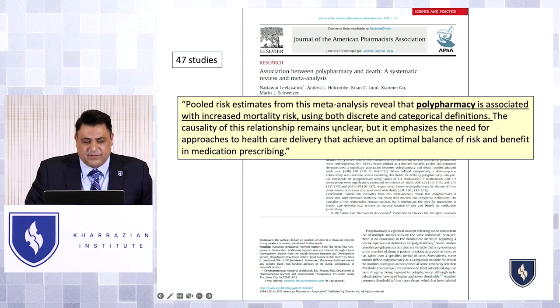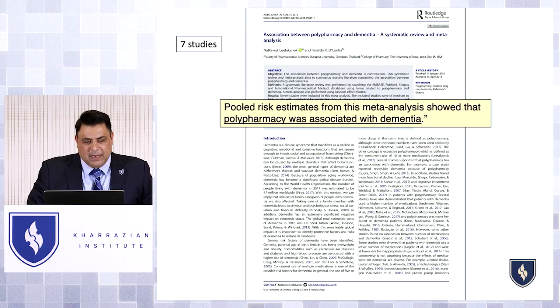47 studies, meta-analysis. Pooled estimates from the meta-analysis reveal that polypharmacy is associated with increased mortality risk using both discrete and categorical definitions. The causalities of these relationships remain unclear, but emphasize the need for approaches to health care delivery and balance between risk and benefit in taking medications.